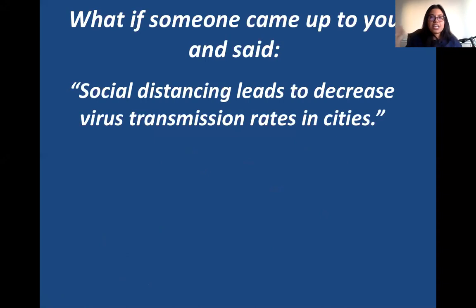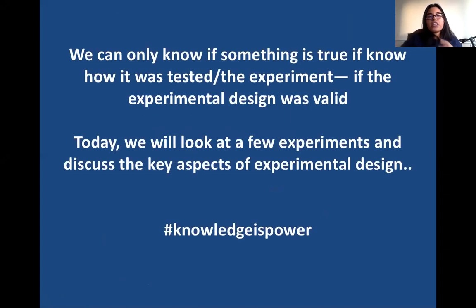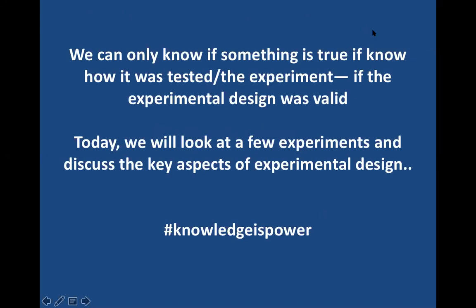How do we know these claims are true? We can only know something is true if we can see how it was tested, the experiment, and that way we can know if the design was valid, then the results are valid and we can prove causation. Super important because we're living in a world where people don't believe science. But if people were empowered to know about experimental design, they would know what to trust. And now you will know what to trust.